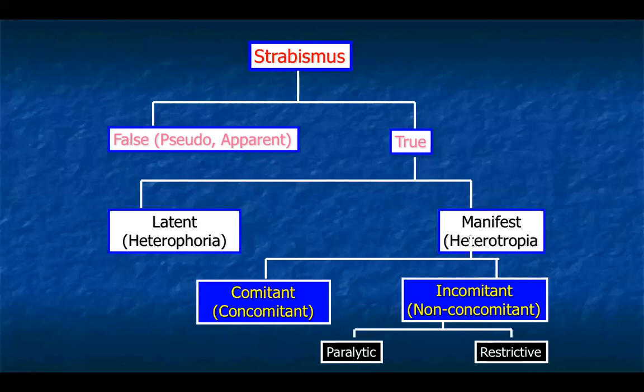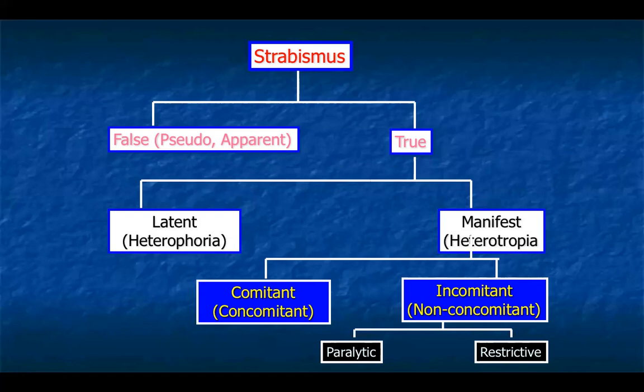Classification of strabismus. Strabismus could be false or pseudo or apparent, where there is no actual strabismus, or could be true. True could be latent or heterophoria, which is a hidden form of strabismus, or could be manifest or heterotropia.